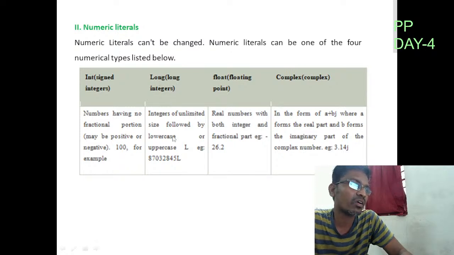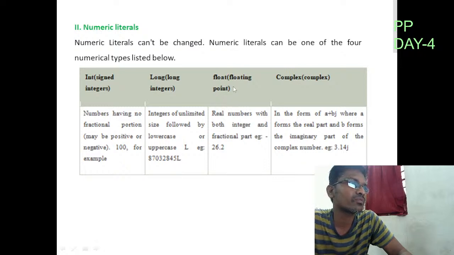So long integers can be identified by using an L. The capital L indicates that it is a long integer. For example, I am writing a long integer 870328845 followed by L, so it is a long integer.